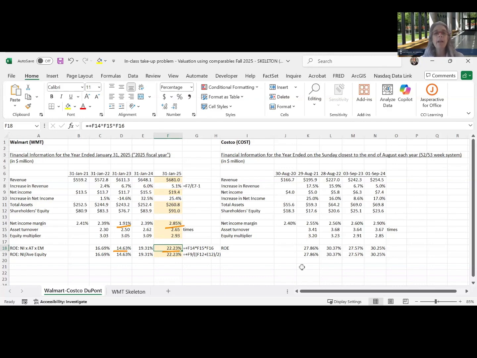If we compare Walmart to Costco, Walmart is 22%, Costco is 30%. What is the biggest reason for that difference? It's the asset turnover. It's 3.67 versus 2.65. So the DuPont analysis, you can see from this discussion, we did the calculation, so we understand what the drivers are behind these numbers, but the ratios and the story that the ratios tell is what's interesting. I wanted to talk you through what the story is, so that you can get a sense of what we're looking for in the assignment.